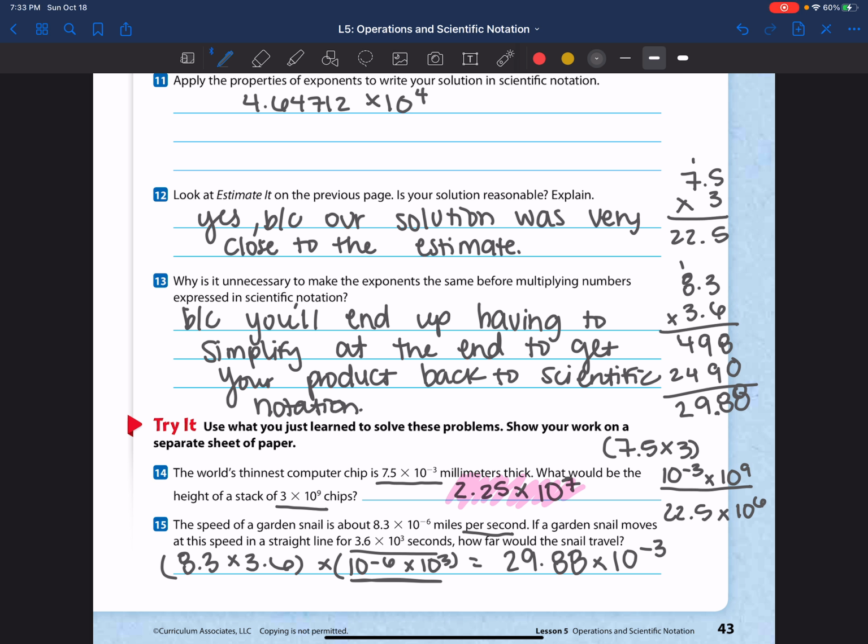And then I just need to put this in proper scientific notation. So my coefficient needs to be 2.988, and then I need to make this one bigger. So that's actually going to be 10 to the negative 2nd power. So here is my solution. And I apologize for making that mistake before. All right, and that is it for day 3.